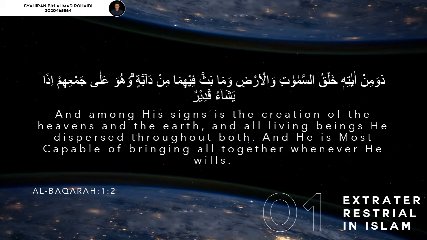His sign is the creation of the heavens and the earth. Heavens in the surah mean sky, or in Malay we call it langit. Okay, and all living beings He dispersed throughout both. So it means Allah not only created creatures on the earth, but also created creatures in heaven, sky, or another dimension. And it is evidence that shows extraterrestrial is real. Okay, that's all from me.